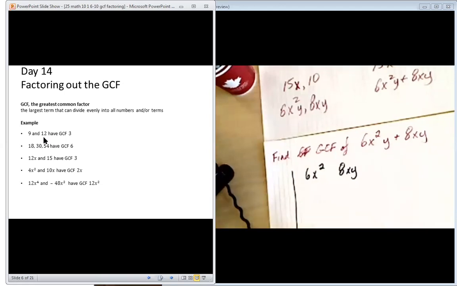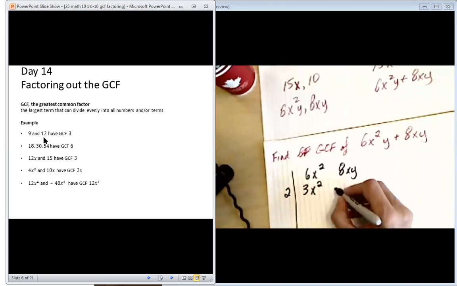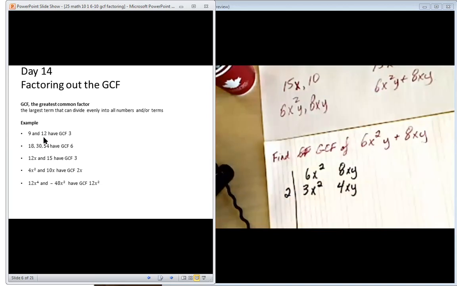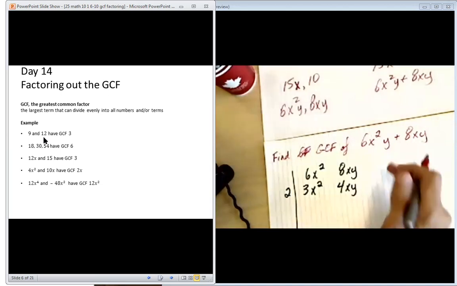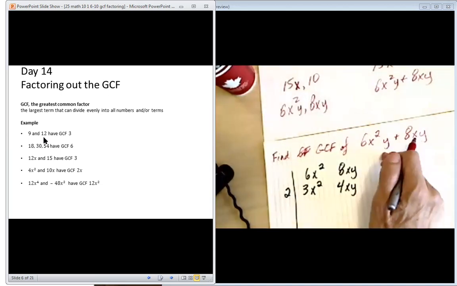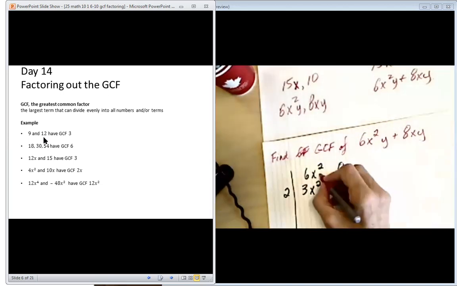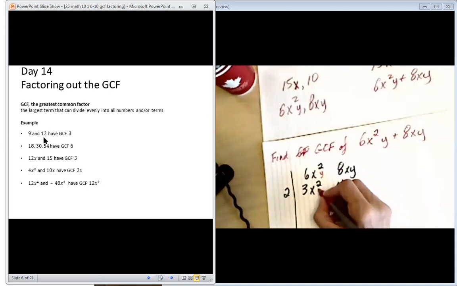Yeah, already class is getting into it for sure. 2 is one of them. Leaves you 3. X squared leaves you 4xy like that, right? Yeah, awesome. What next? Oh, let's not make any copy mistakes, okay? X squared y. Let's put that y in there. And let's bring it down there. Okay.